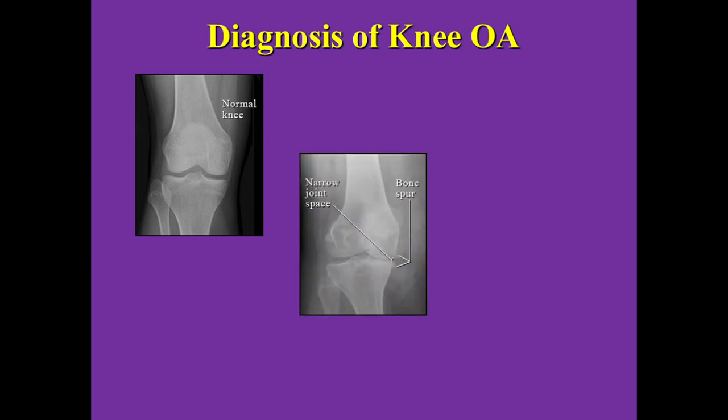Diagnosis we can confirm through X-ray, CT scan, MRI. There are changes. First, in a normal knee, the gap between the lower part of the thigh bone and the upper part of the tibia is normal, as indicated in this slide. The second is a narrow joint space.